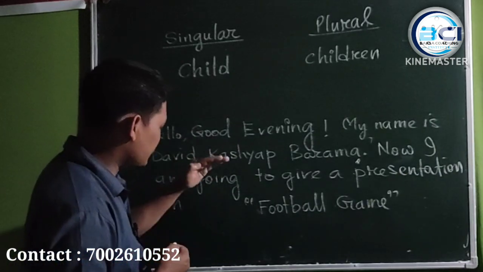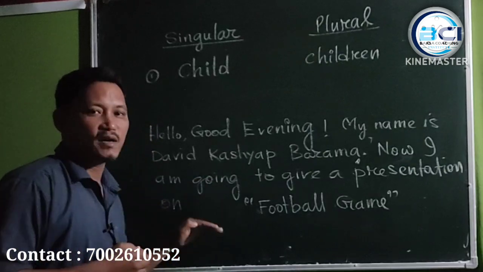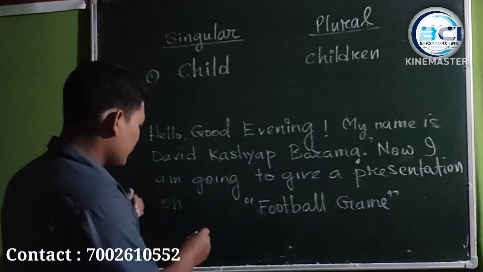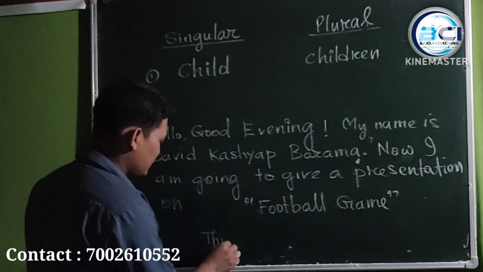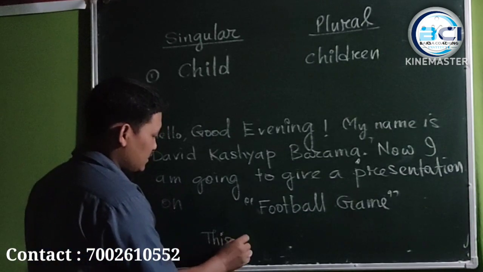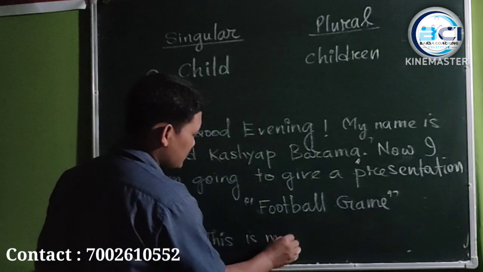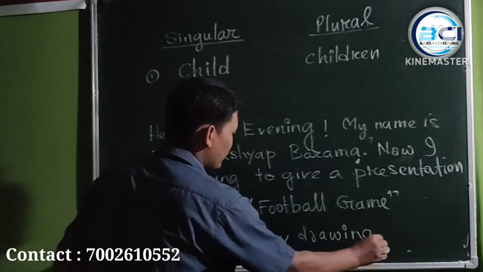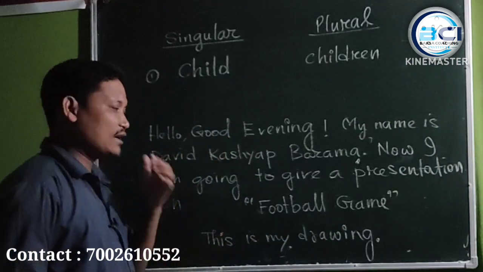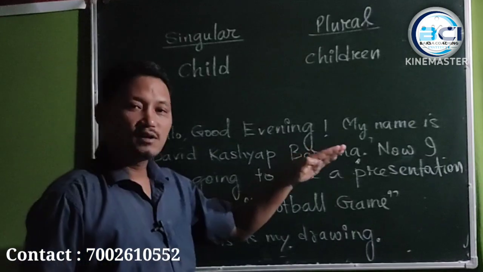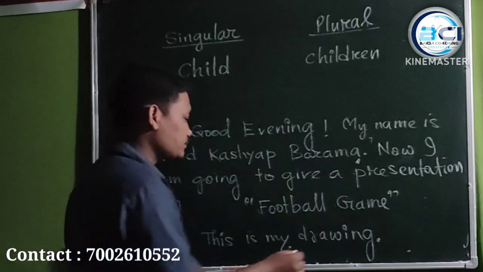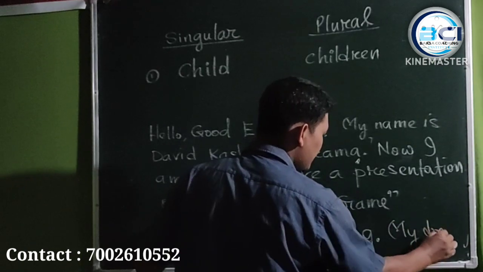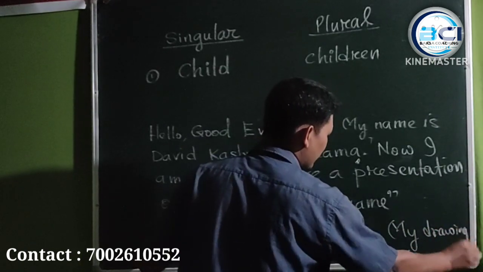Okay. Now we can start saying whatever is going on in the drawing. So you'll be saying that this is my drawing. So you have drawn something. So you'll be saying this is my drawing. Now you are going to say about what you have drawn.